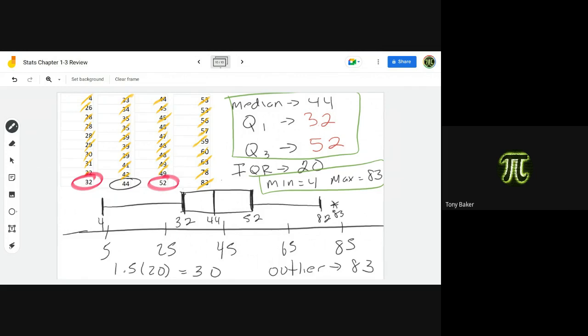So the 1.5 times 20 equals 30, what's that for? That's going to tell you if you have outliers. So you add that to the Q3. That'll tell you the maximum value that you should have. Anything higher than that would be an outlier. In this case, 30 plus 52 is 82, and I have a value of 83. If I go the other direction, 32 minus 30, it gets me down to 2. My lowest number is 4. So that 4 is not an outlier.